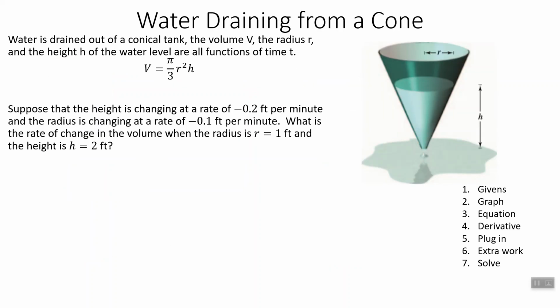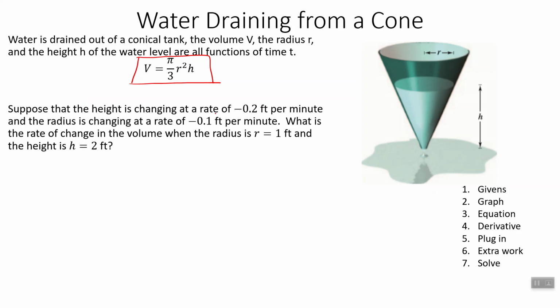All right, so our first example. Water is drained out of a conical tank. So that means it's a cone. Conical means cone. The volume, the radius, and the height of the water level are all functions of time. Here is our volume formula for a cone. So volume equals pi over 3, or 1/3, r squared times the height.